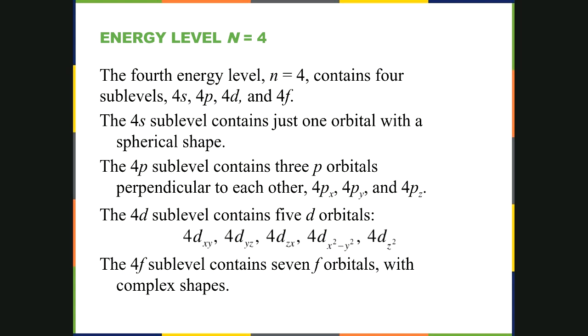The 4d contains 5 d orbitals, just like we found in the 3d sublevel. And the 4f contains 7 f orbitals. Again, these have complex shapes. I showed them on the other slide. Some books don't show them all because their shapes are so complicated, and unless you have a good graphics engine, it's not practical. A lot of the old textbooks never even bother to show the f orbitals.